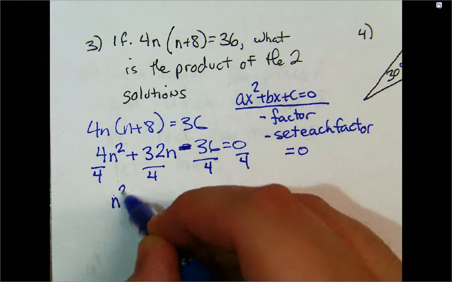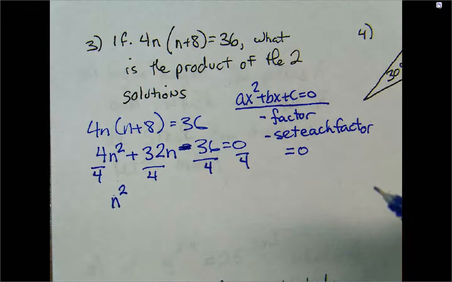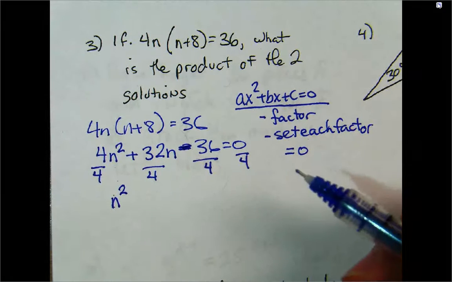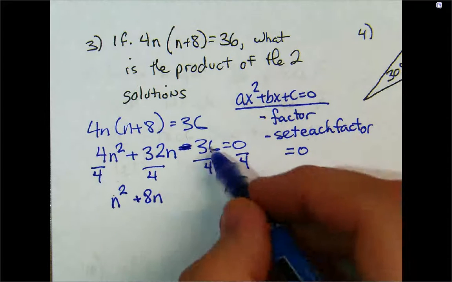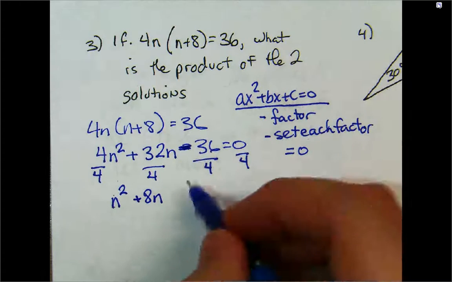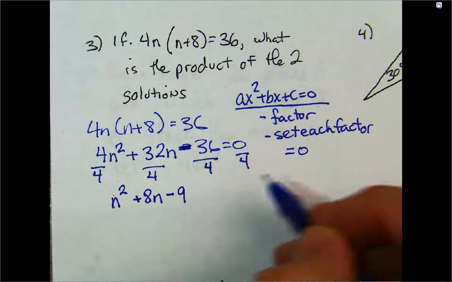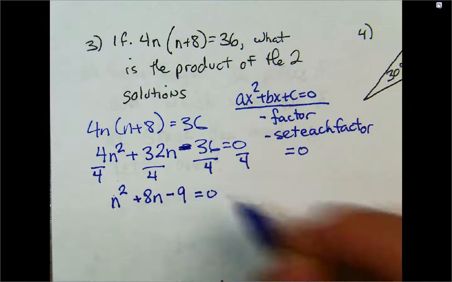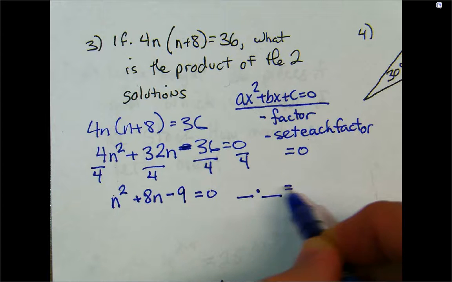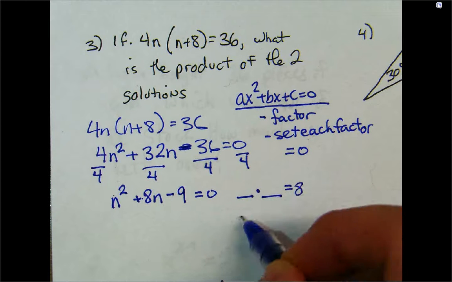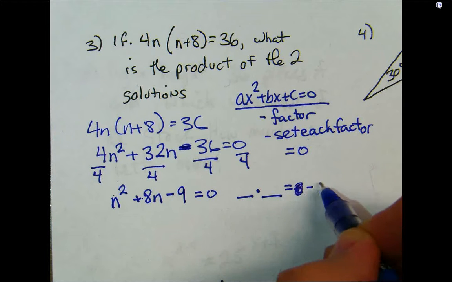What's 32 divided by 4? 8. So it's plus 8n. What's 36 divided by 4? So it's minus 9 is equal to 0. Now, do I know two numbers that multiply to get the last term, which is negative 9, that when I add them, I get an 8?